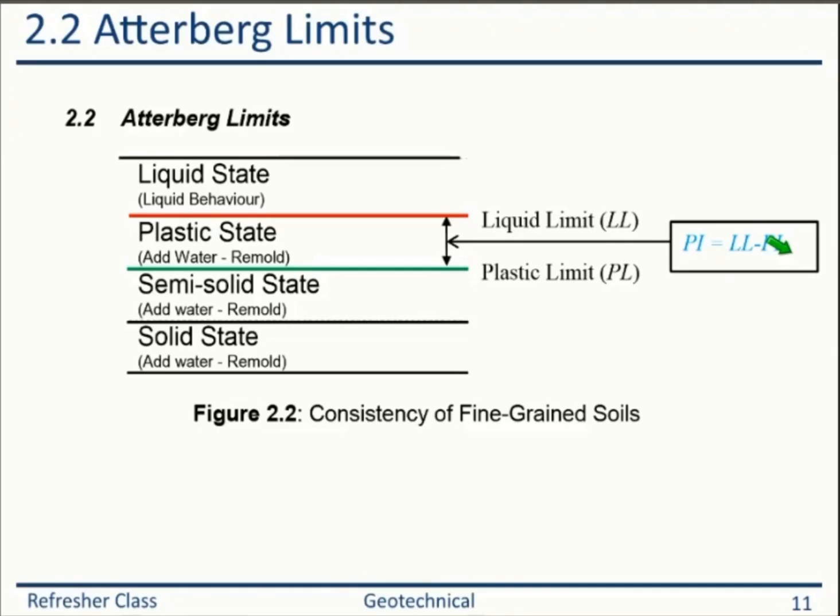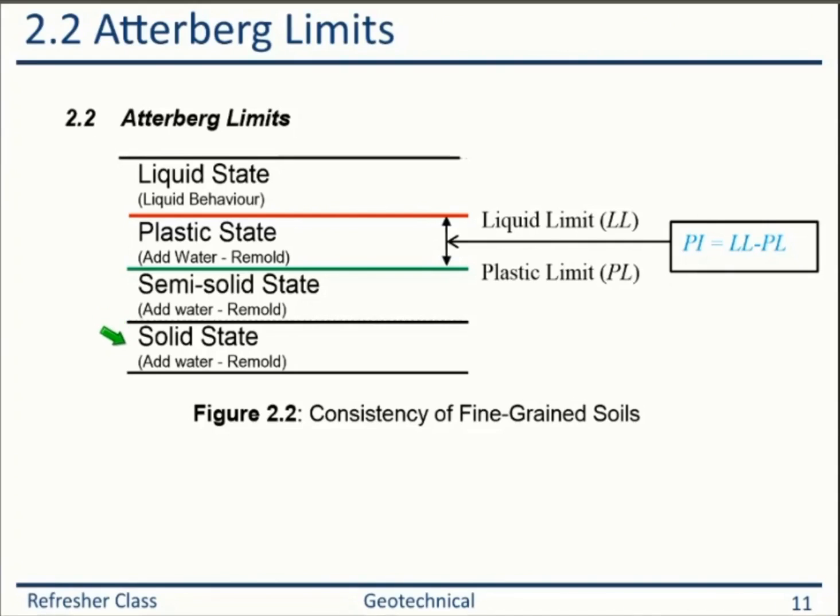Let's see what happens when you are transiting from solid state to liquid state. What is happening here? Can you tell me? What is being added here? If you move from solid state to liquid state, you are adding water, right? So if you are adding water, what does it mean? The moisture content of the soil is increasing, right?